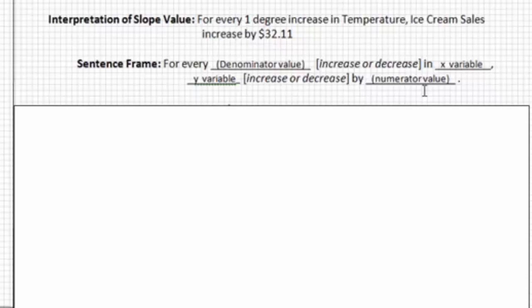So, for every denominator value, which is filled in for the blank, the x variable will increase or decrease, and then the y variable increases or decreases by whatever your numerator value is. So please copy that down as well, and then we will get to finding the y-intercept for our equation.